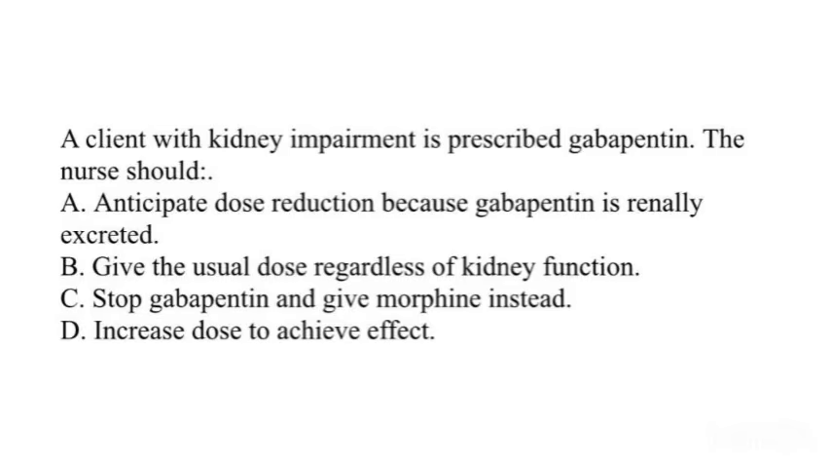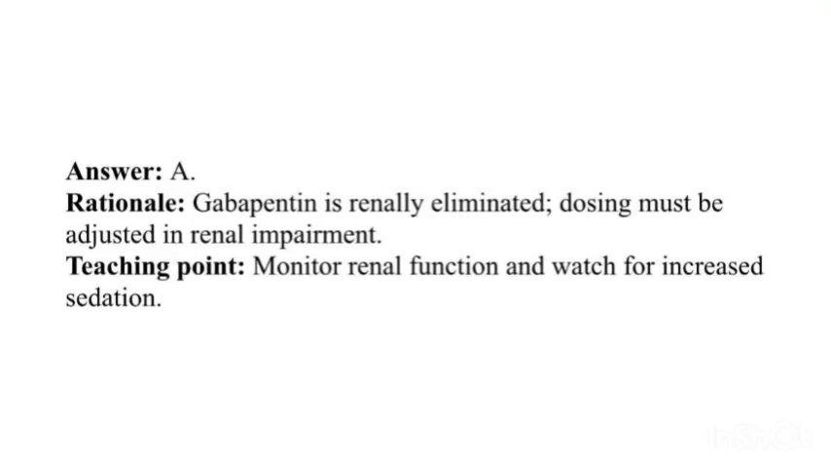A. Anticipate dose reduction because gabapentin is renally excreted. B. Give the usual dose regardless of kidney function. C. Stop gabapentin and give morphine instead. D. Increase dose to achieve effect. Answer, A. Rationale: Gabapentin is renally eliminated, dosing must be adjusted in renal impairment. Teaching point: Monitor renal function and watch for increased sedation.